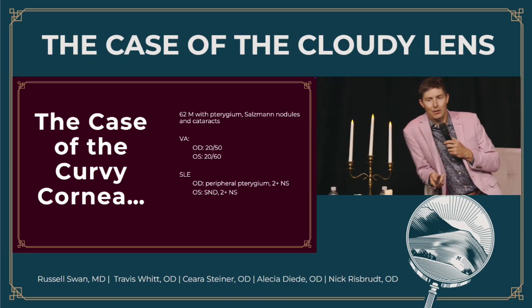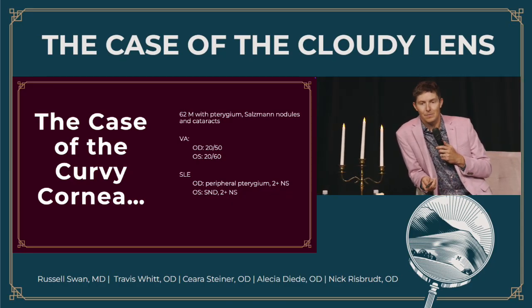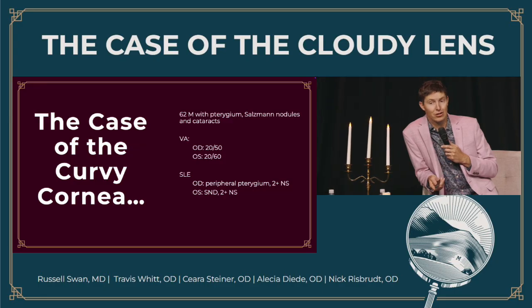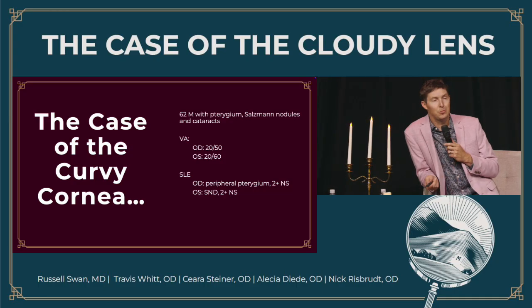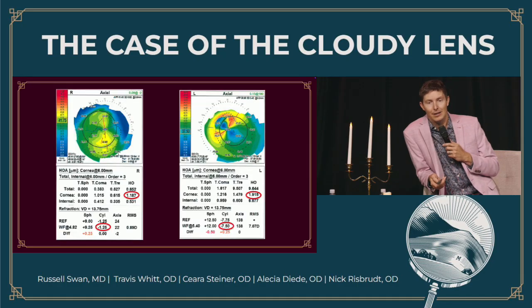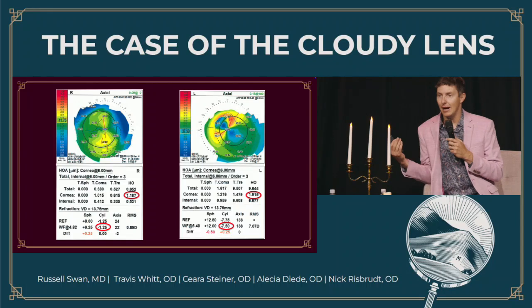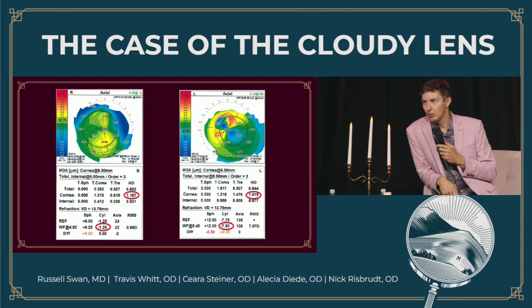Last one, the case of the curvy cornea. So this is a 62-year-old male, history of pterygiums on one side, Salzmann's nodules on the other side, 20/50, 20/60, 2+ nuclear sclerotic cataracts. Here's their clinical topography. So their right eye, which has the pterygium, you can see this classic flattening nasally where the pterygium's encroaching into their central axis.